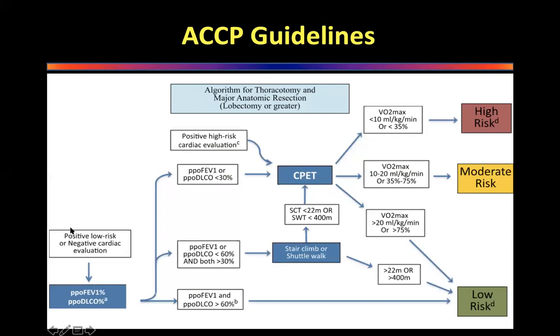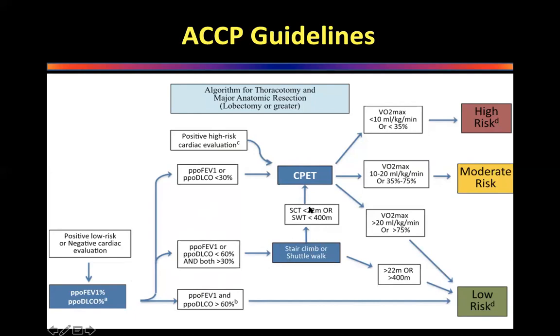Okay. Now let's come back to here and see here. We've evaluated the heart. This is the ACCP guideline. We are happy. There are no heart problems. The risk is low. So we now do the lung function. Once you've done the lung function, you look at predicted post-operative FEV1, and predicted post-operative DLCO. On the ACCP guidelines, we said it can be more than 60, 30 to 60, or less than 30. If it is more than 60, no need to do anything more. Just send the guy. He's low risk. He can have his surgery. If it is 30 to 60, then you put him through stair climbing or shuttle walk test.